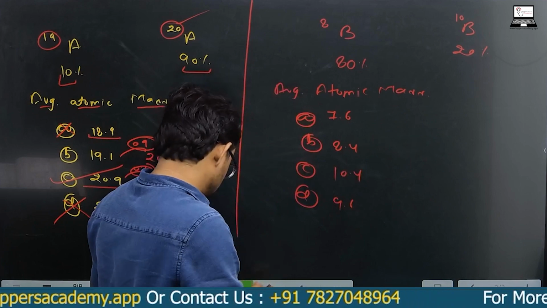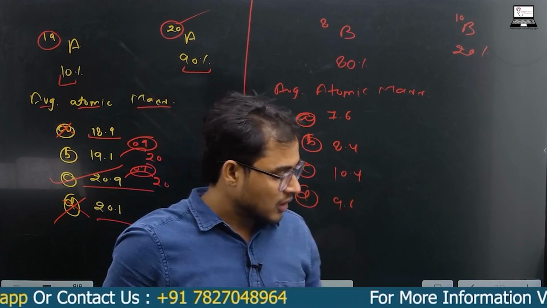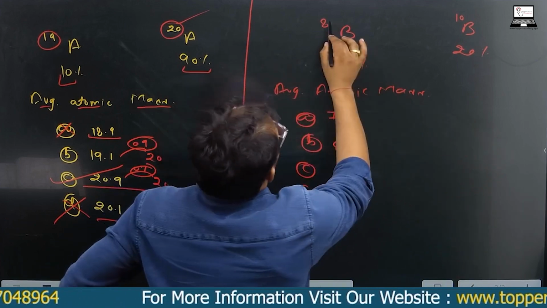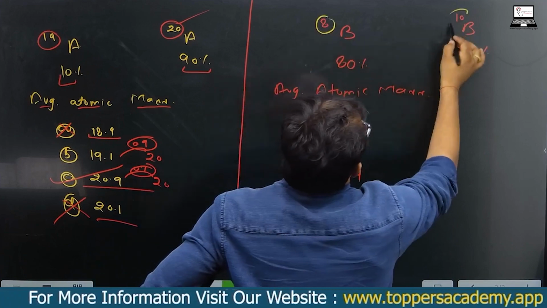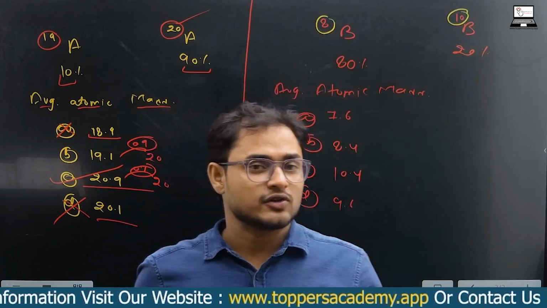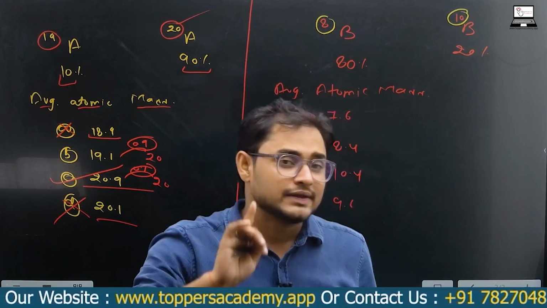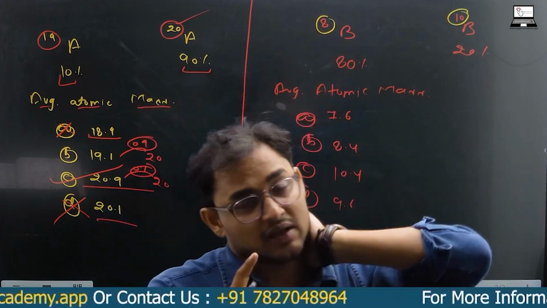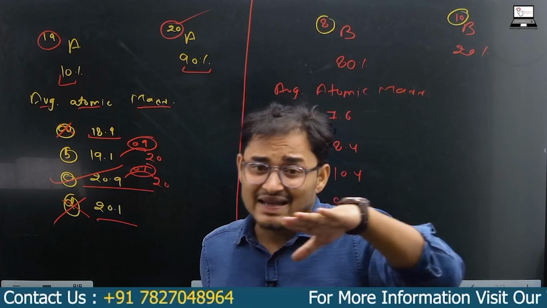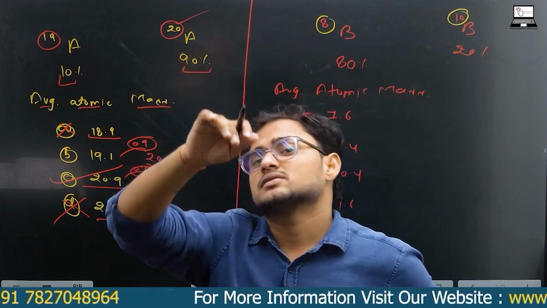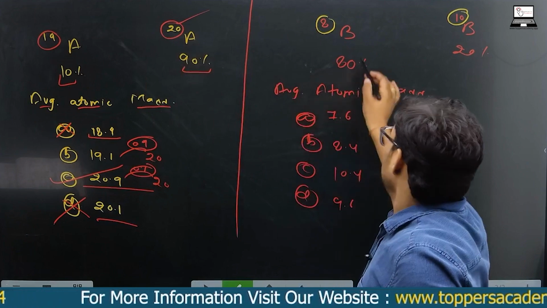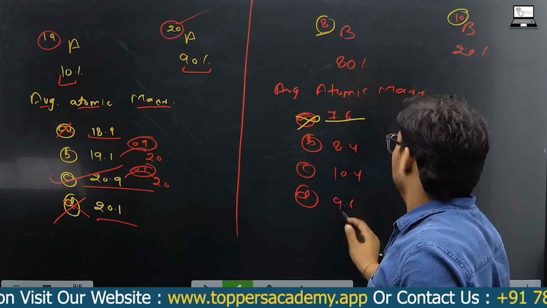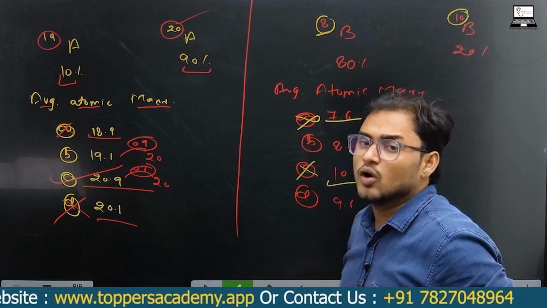Now I will solve this question by using the trick, not the formula, my dear students. I am not going to use the formula. So see, it is the atomic mass of 8 and atomic mass of 10, and we have to find the average atomic mass. As I have told, the average atomic mass will be between 8 and 10. It cannot be less than 8, it cannot be higher than 10. If it is less than 8 or higher than 10, those options are wrong. So 7.6 is less than 8 and 10.4 is higher than 10, that means wrong options.